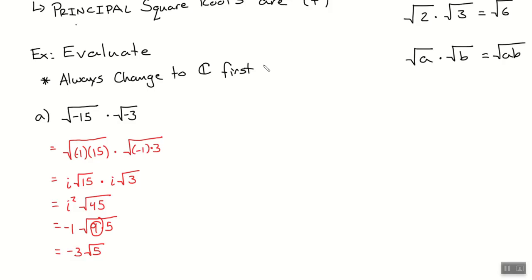One of them gives us the principal root, which is what we found, 3 root 5, but we didn't specify. We are going to make sure that there's no ambiguity to what our answer is supposed to look like. We'll just always change with i first. All right, I want you guys to do one more for me.